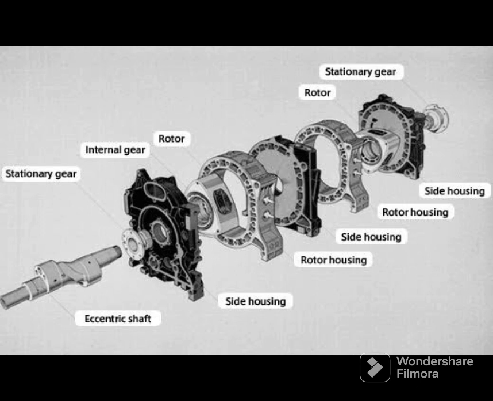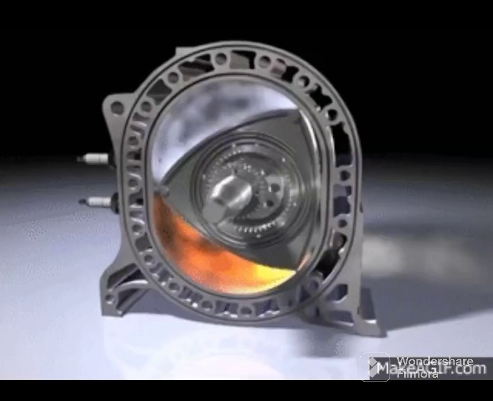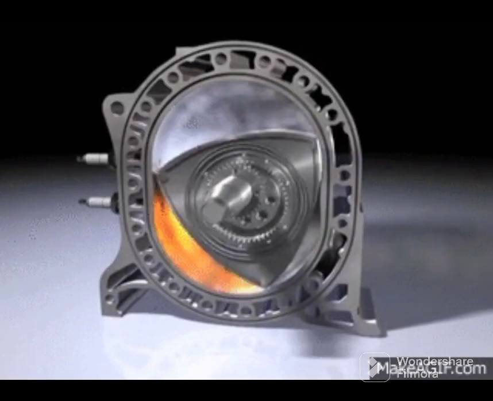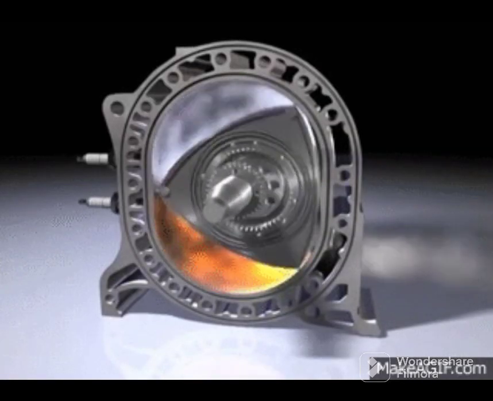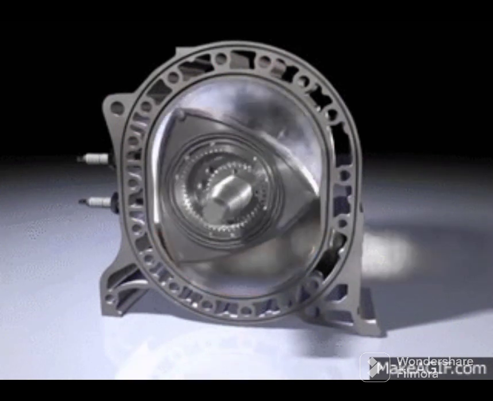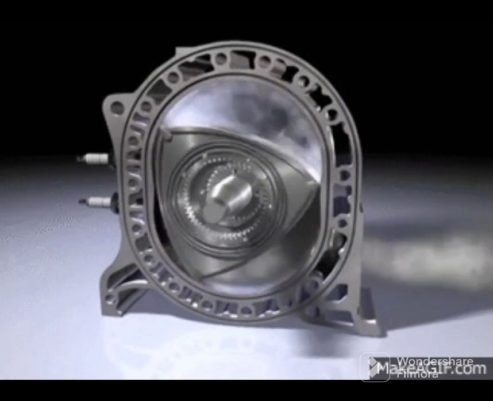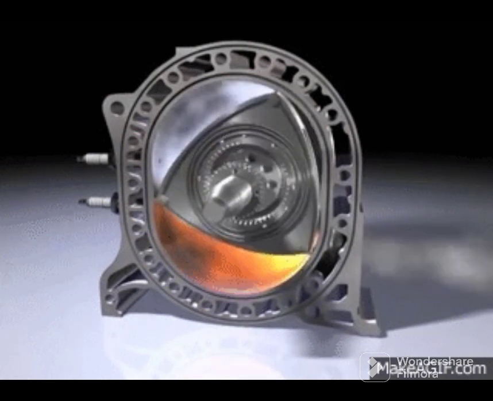Main parts of rotary engine. The main parts of a rotary engine, also known as a Wankel engine, are: Number 1. Rotor. The rotor is a triangular-shaped component that rotates inside the housing and is responsible for creating the engine's combustion, compression, and exhaust zones.